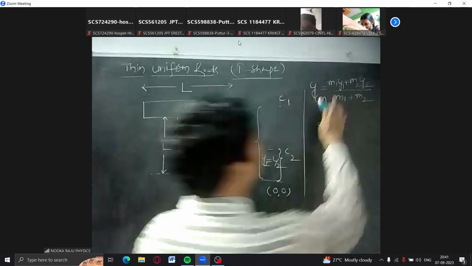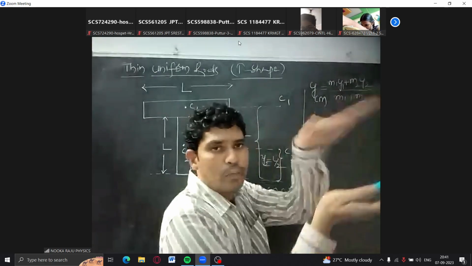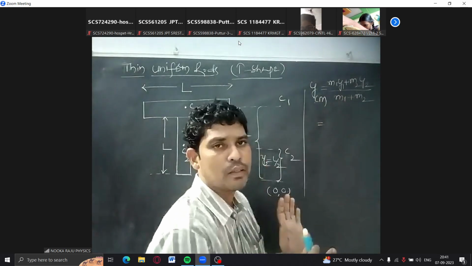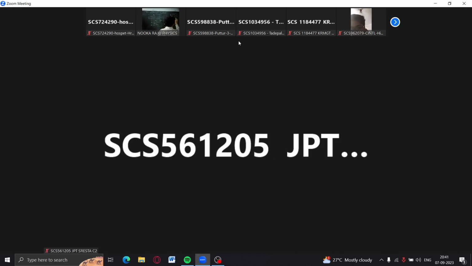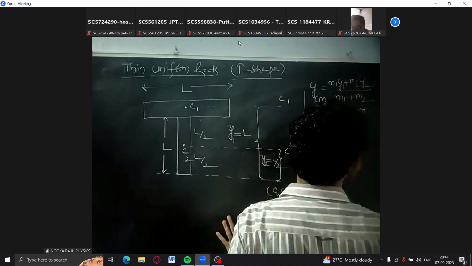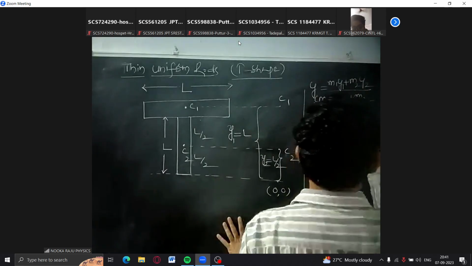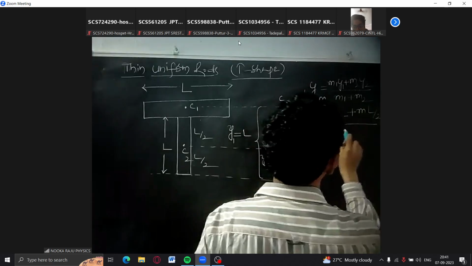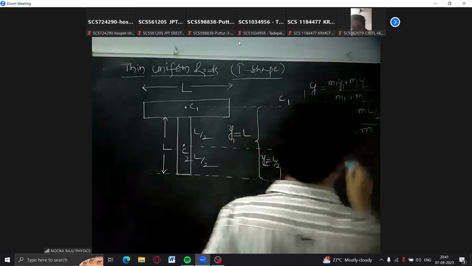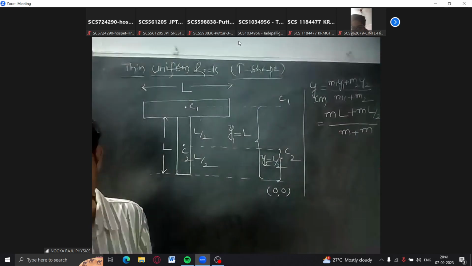You can leave the M values because in the numerator and denominator both will cancel. No need to change it. So now M into Y1 equals L, plus M into Y2 equals L by 2, whole divided by M plus M.